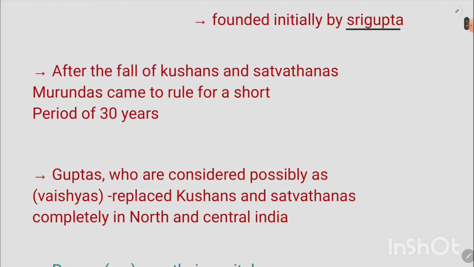When the Kushans and Satavahanas fell, when their power was wiped off, it was not the Guptas that came directly into control of the Indian subcontinent. There was a short rule of about 30 years. At that time, the major part of the Indian subcontinent was ruled by the Murandas. This is very important. These Murandas ruled for a very short period of time, about 25 to 30 years. That's why we don't study them separately, but it is mentioned that before the arrival of the Guptas, the Murandas were there.